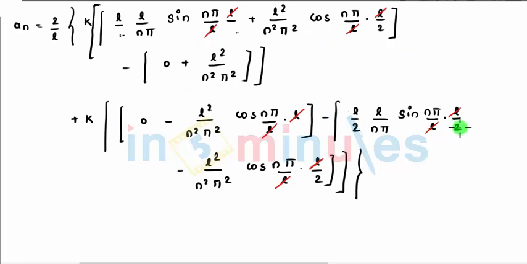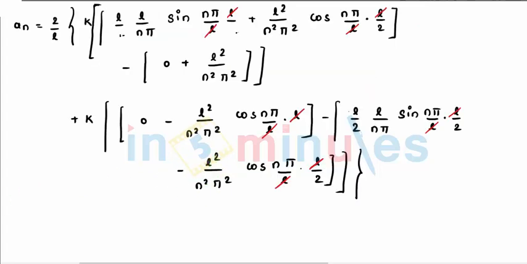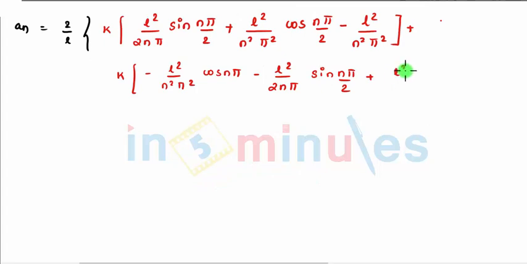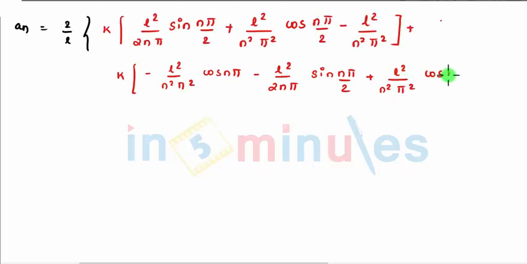The next is I can write this minus changes the sign of this, so I can write plus L square divided by n square pi square, next is cos n pi by 2. So now from here we can cancel out some terms.